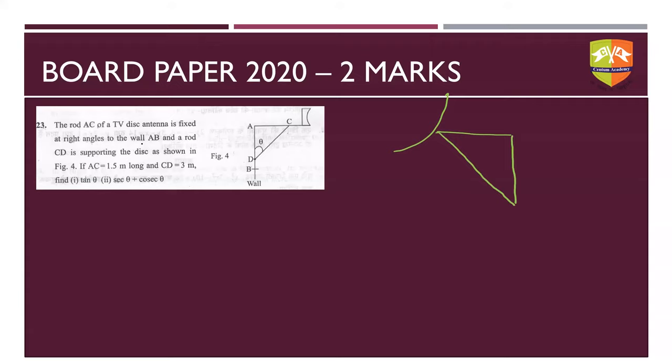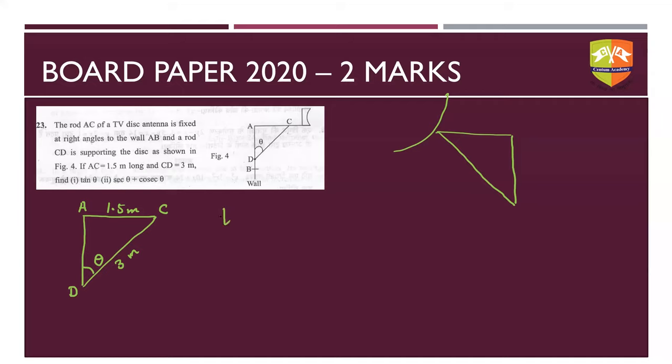Anyways, what are they saying? If AC is 1.5, how would I have done this? I would have drawn the figure first, like that, which is relevant for me. So C, A, and D. I think B is not required, I believe. And a rod CD supported. If AC is 1.5, so this is 1.5 here itself in the diagram, and CD is 3 meters, right? Find tan theta. So this angle is theta.